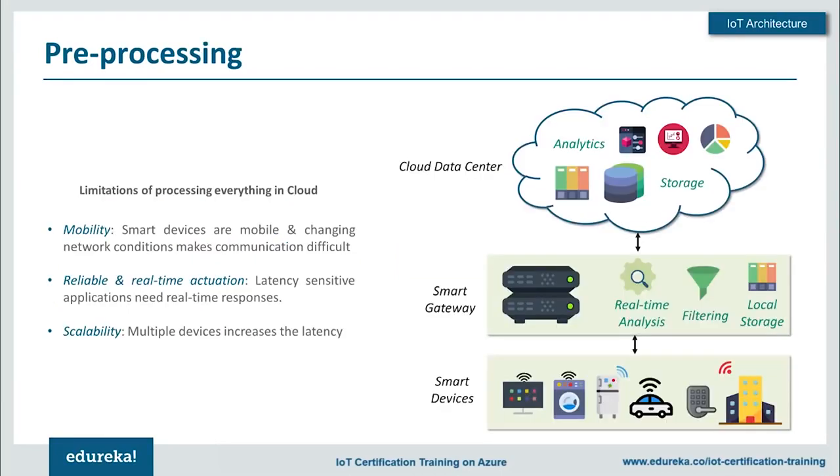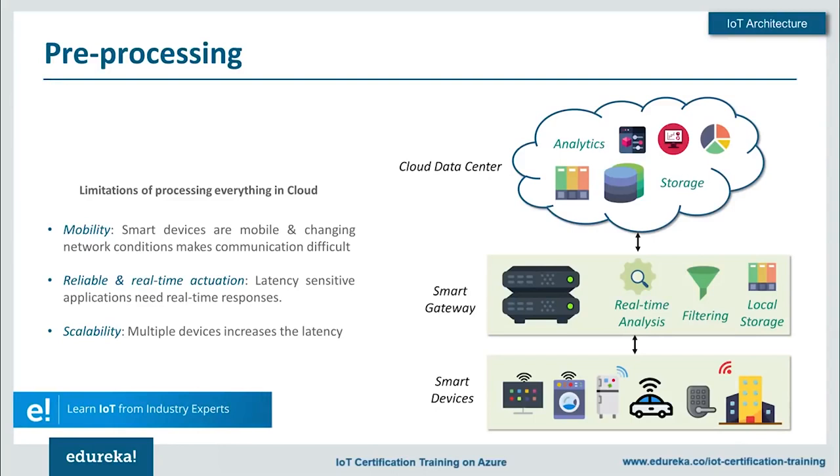Now, the next layer that we have is the pre-processing layer. But before I talk about the pre-processing layer, let's try to understand the limitations of trying to process everything on the cloud system, which is part of our ecosystem. One of the biggest challenges for me is mobility. Let's say my sensors are on devices which are in constant motion. Then it becomes a really high challenge for me to pass this information continuously to my cloud environment.